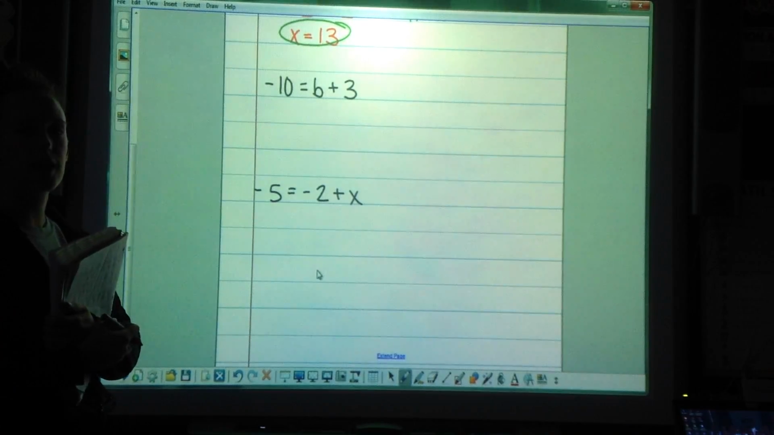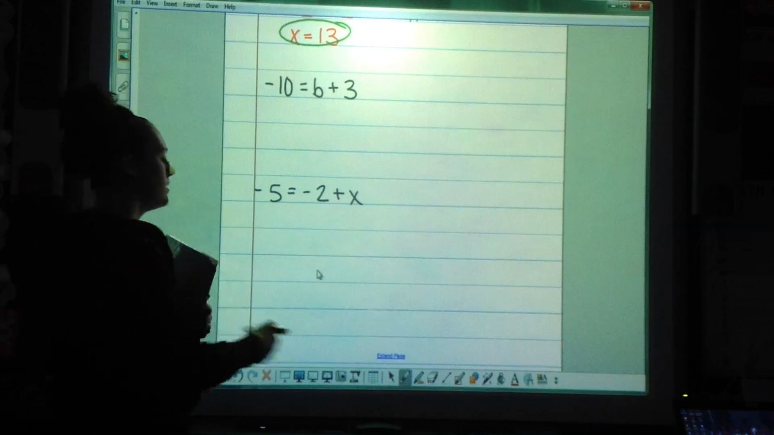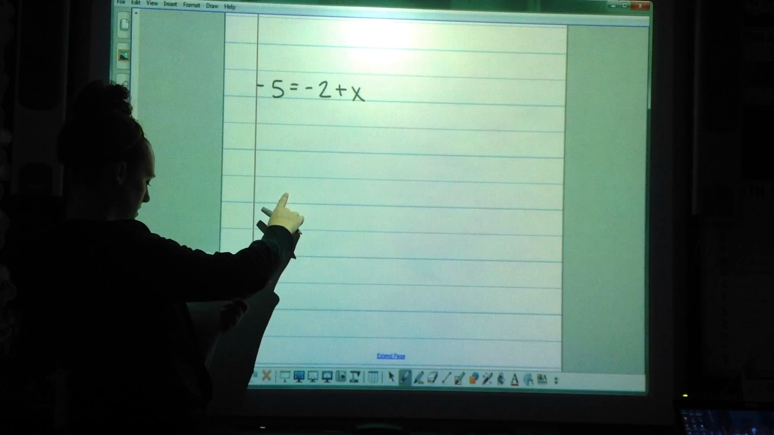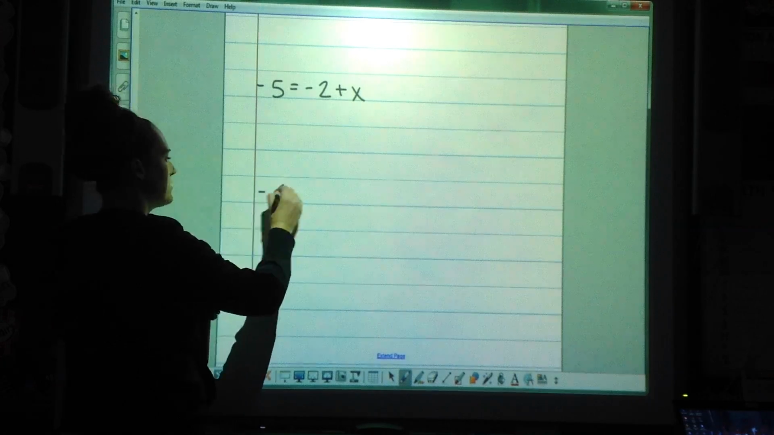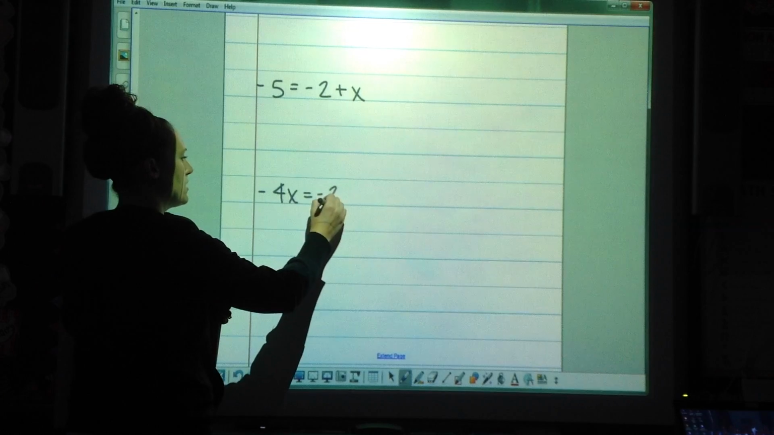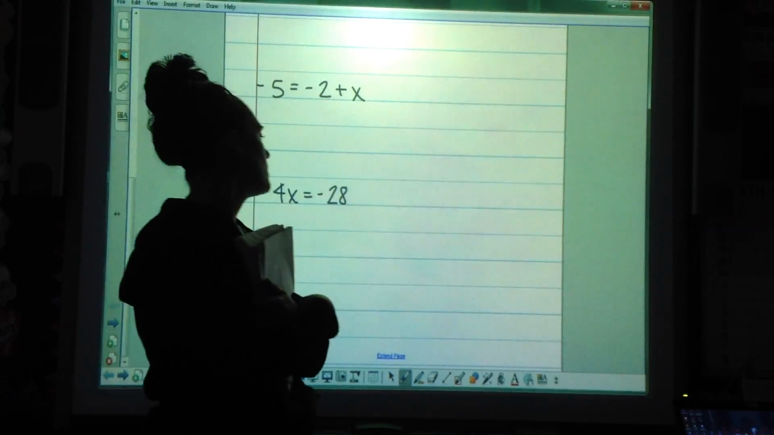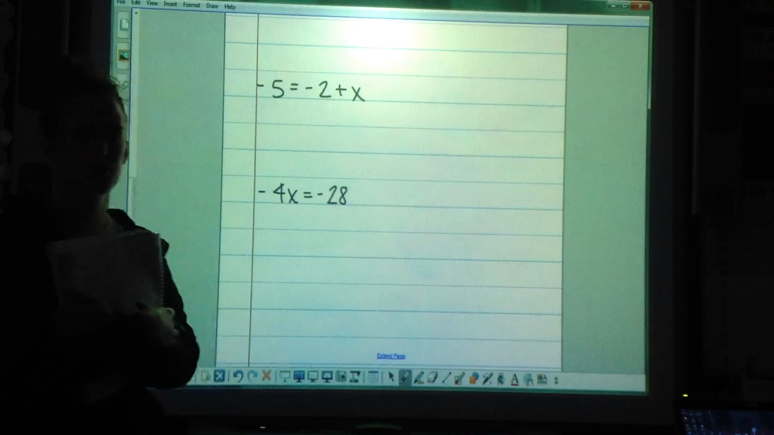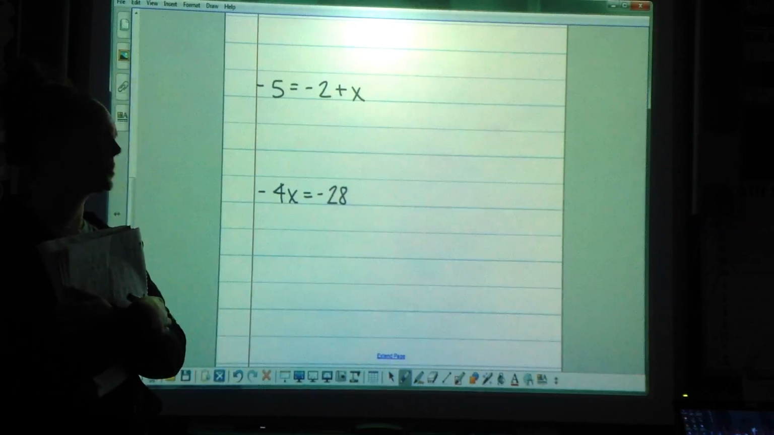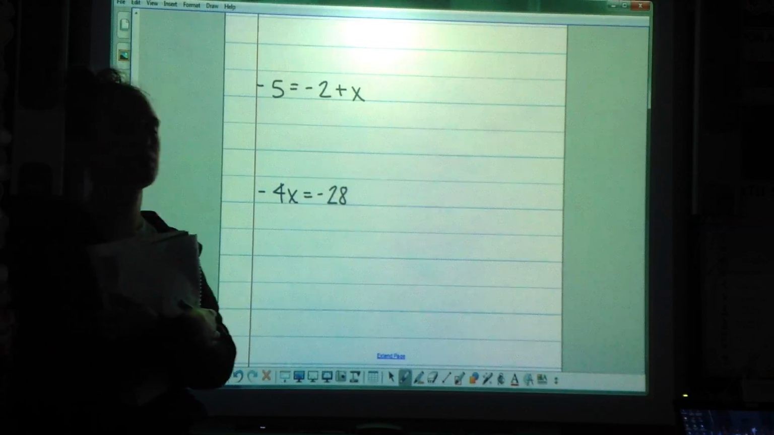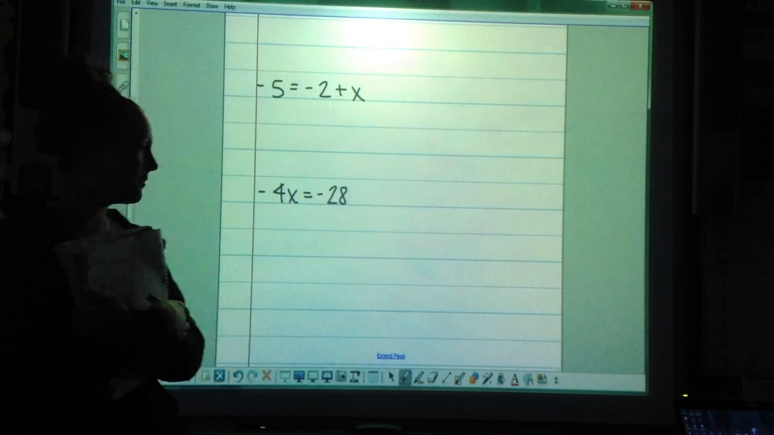Right, so those are your adding and subtracting problems. Let's try some multiplying and dividing. Let's do negative 4x equals negative 28. Again, you're going to be able to do this in your head. You should be able to figure out 4 times what number equals negative 28. But we need to learn how to show our work because once we get to the multi-step equations, we cannot do it in our head.